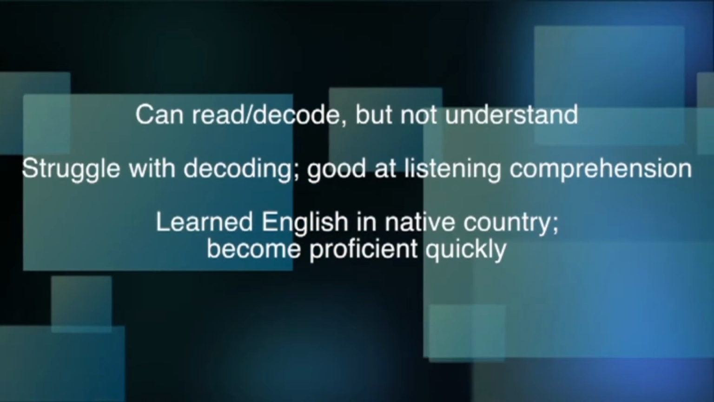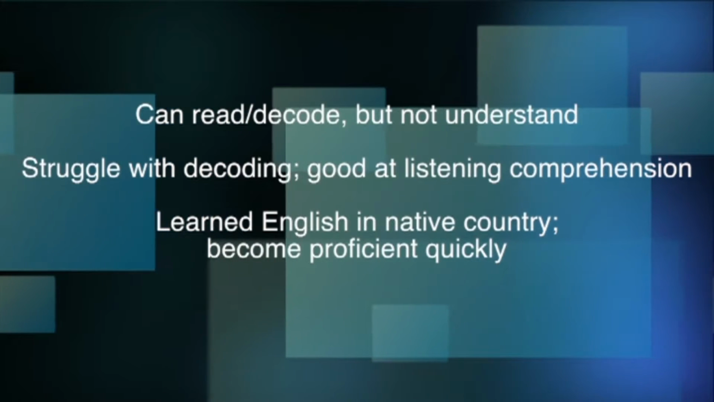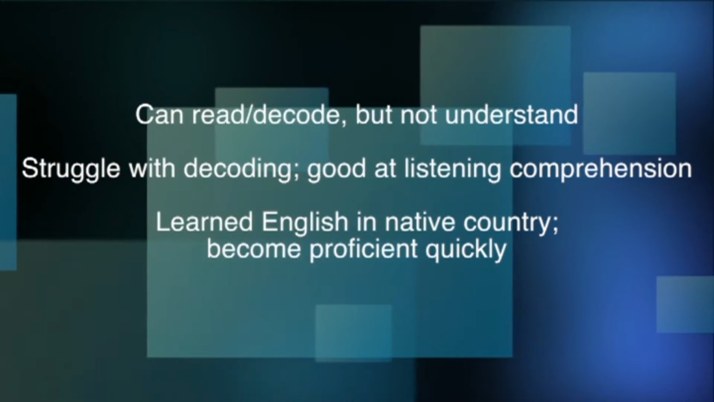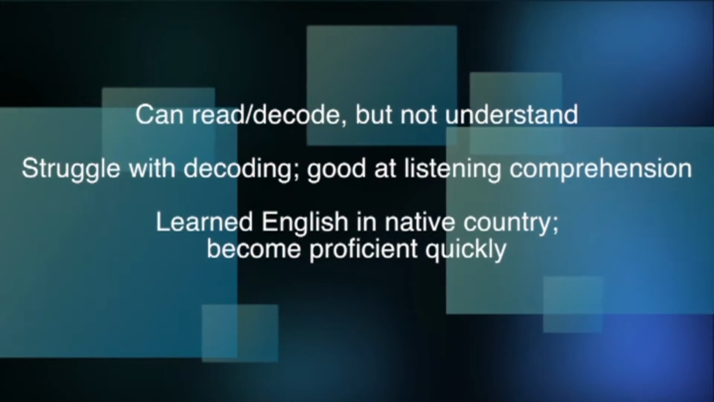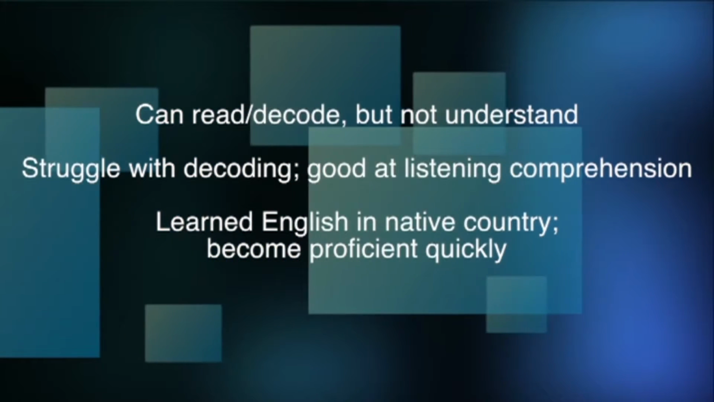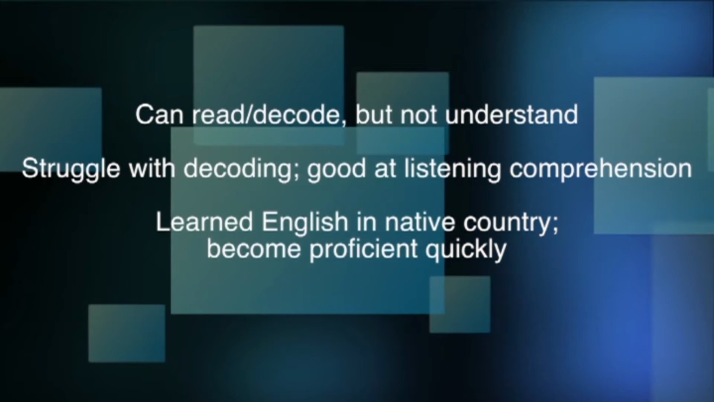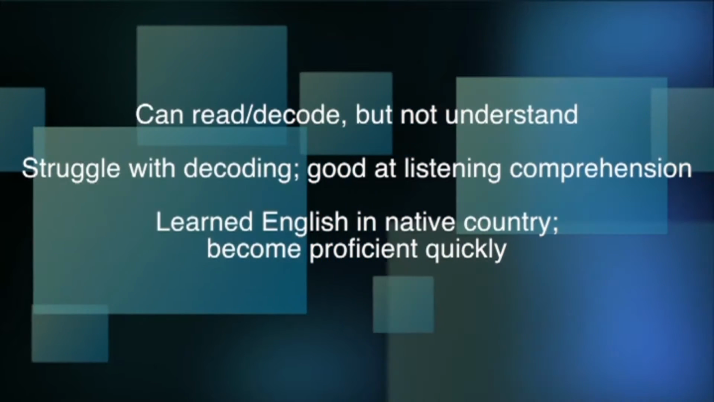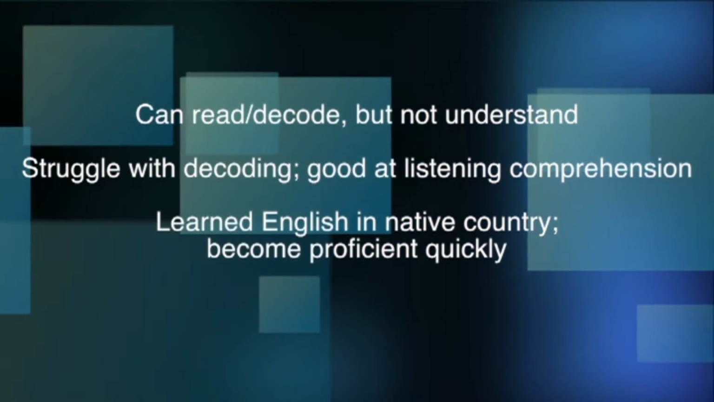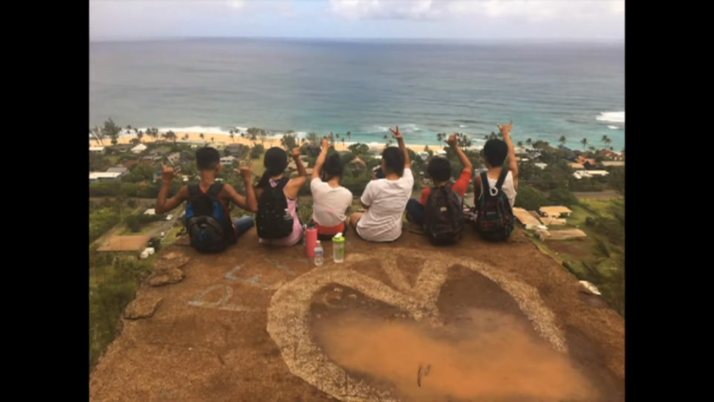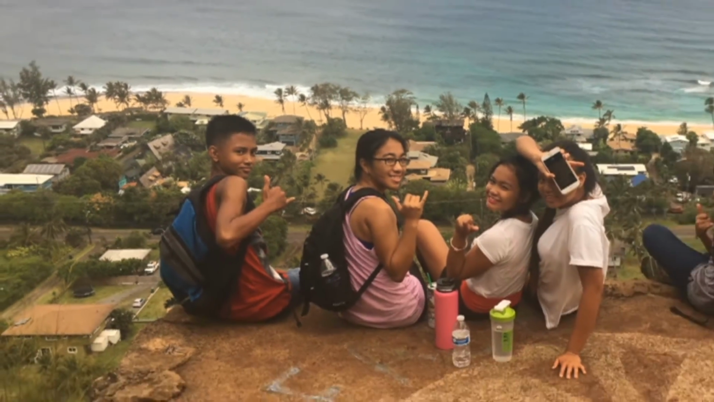And then you have some students who can read, or what we call decode, but not understand, and some students who struggle with decoding but are good at listening comprehension. Others learned English in their native country, possibly at a private school, and become proficient in English quite easily and quickly. Most, however, are somewhere in between. The point is that we receive a variety of students with different backgrounds, different situations and motivations, and ranges of English proficiency levels. So, how do you teach students with such varying language and cultural backgrounds?